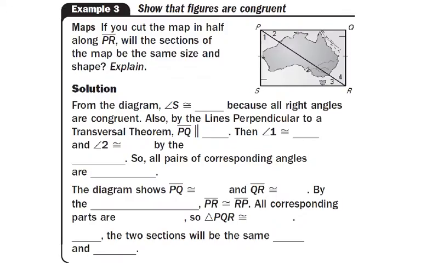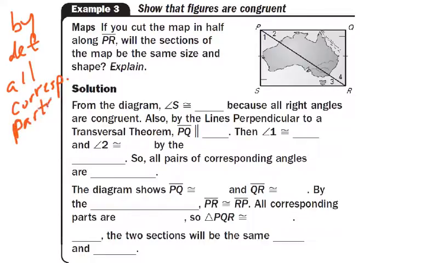All right, show that figures are congruent. Now, by definition, for 2 figures to be congruent, all corresponding parts need to be congruent. So when it says show that figures are congruent, we need to show that all the corresponding parts are congruent.